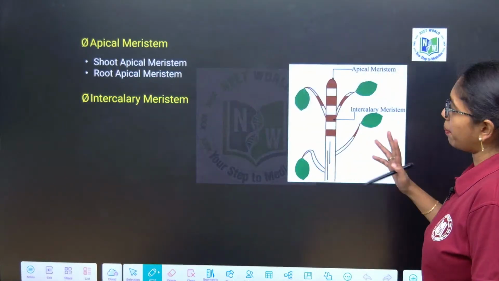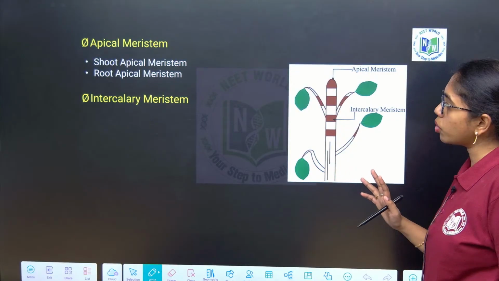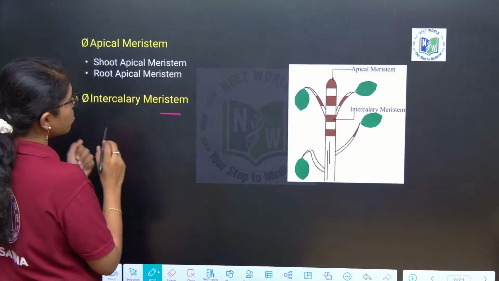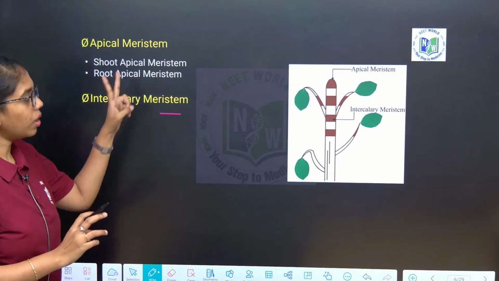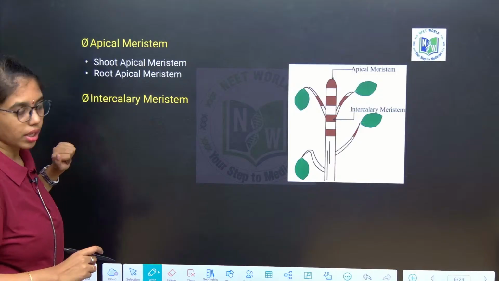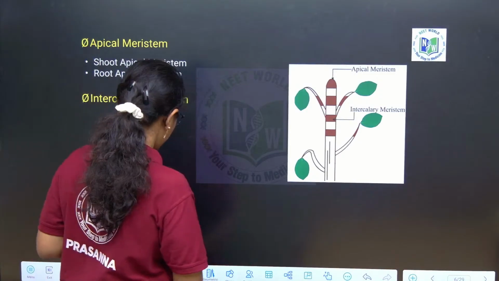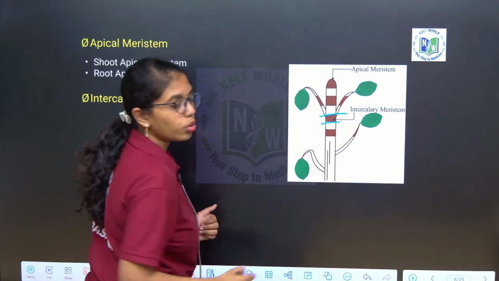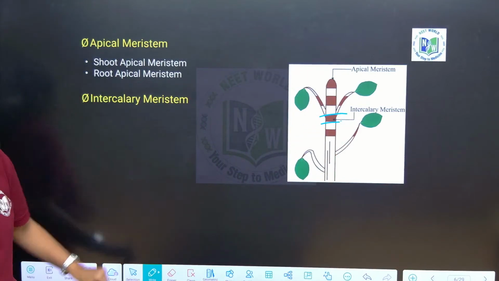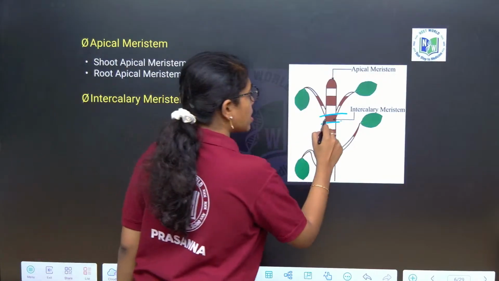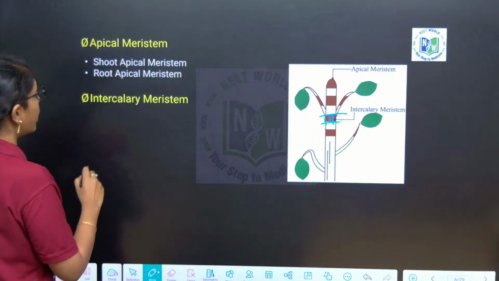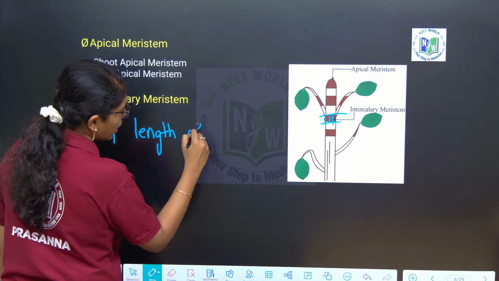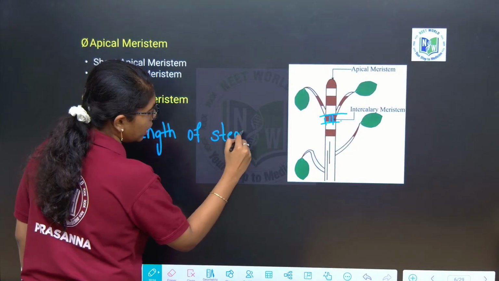Next, shoot apical meristem and root apical meristem. If you have to see all these, you have two types, shoot apical and root apical, whose only activity is what? Division. And intercalary meristem is present where? Intercalary meristem is present in between two nodes, two nodal regions. Intercalary meristem is mainly responsible for increase in length of the stem.